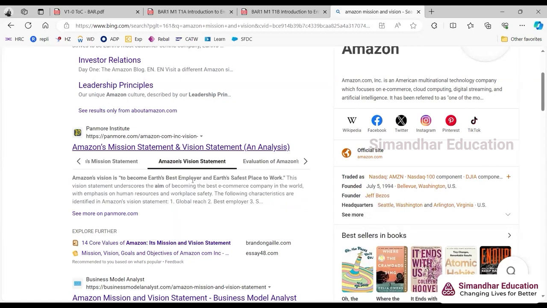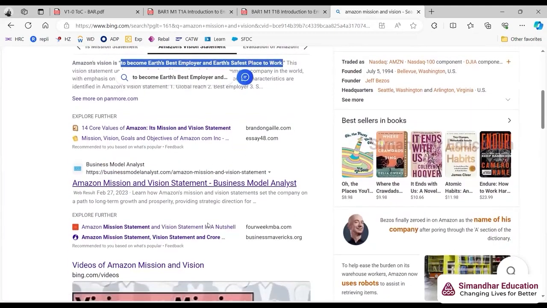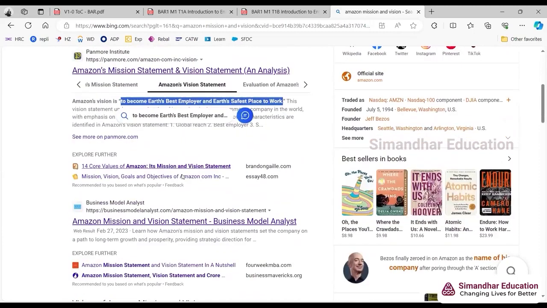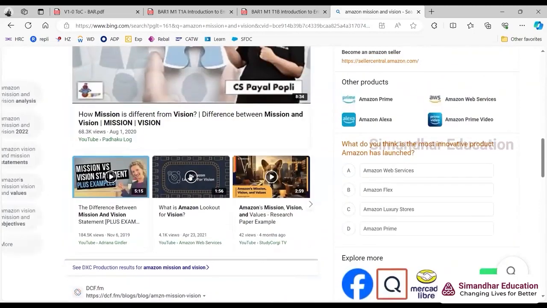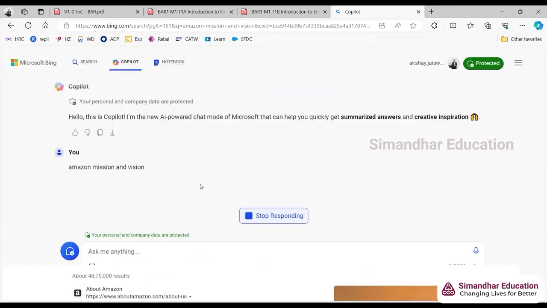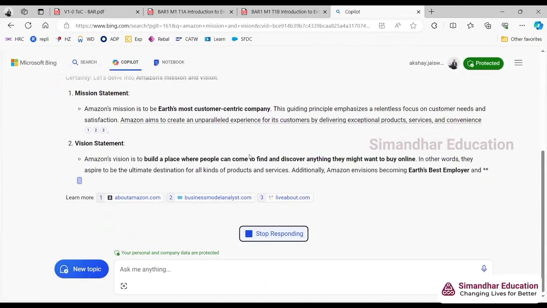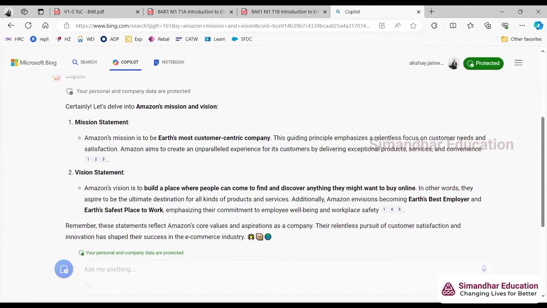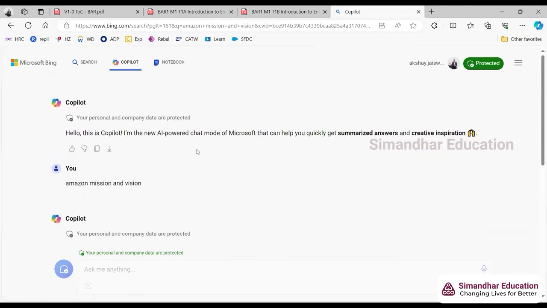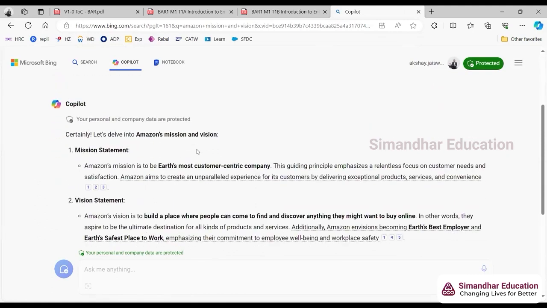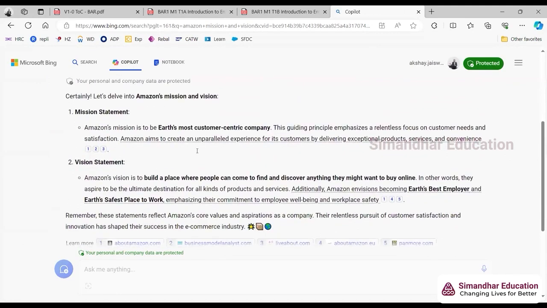Amazon's vision is... no, this doesn't seem correct, because it's not only Earth's best employer and Earth's safest place to work. It's a much longer statement. Let me see where I can get it, for principles, leadership principles. On Google, you cannot get everything. You can get it from Copilot. I'm using Chat GPT. This is Copilot, which is basically the Chat GPT collaborated AI based model of Microsoft, right? So you saw how easily I got it. I would suggest everyone use this, right?